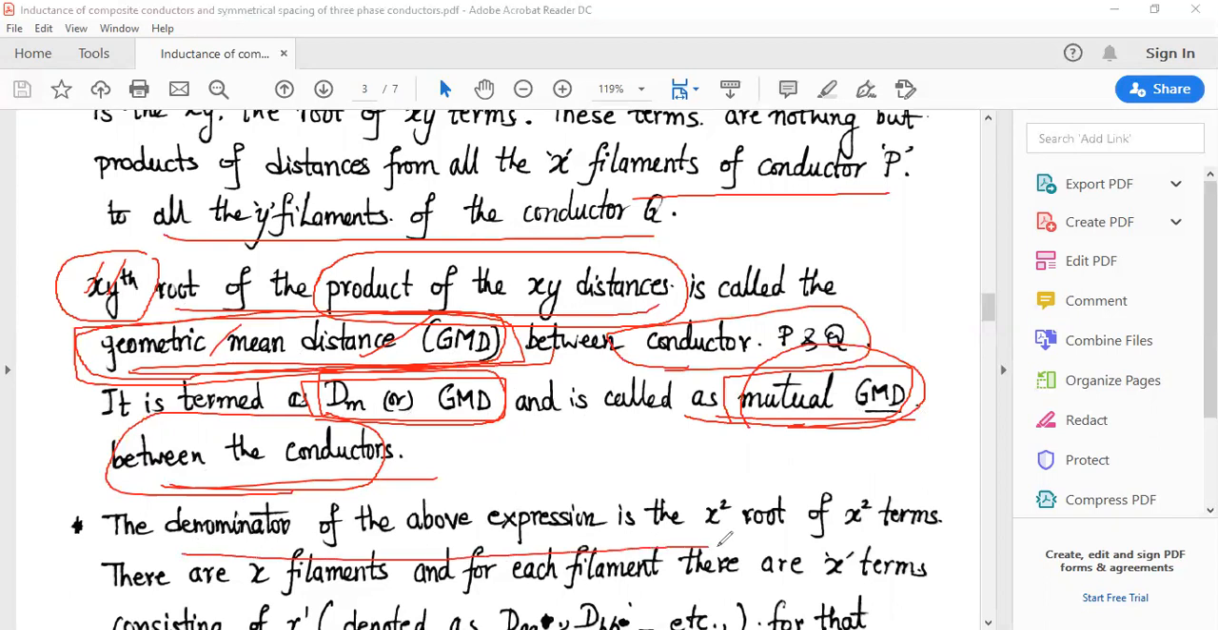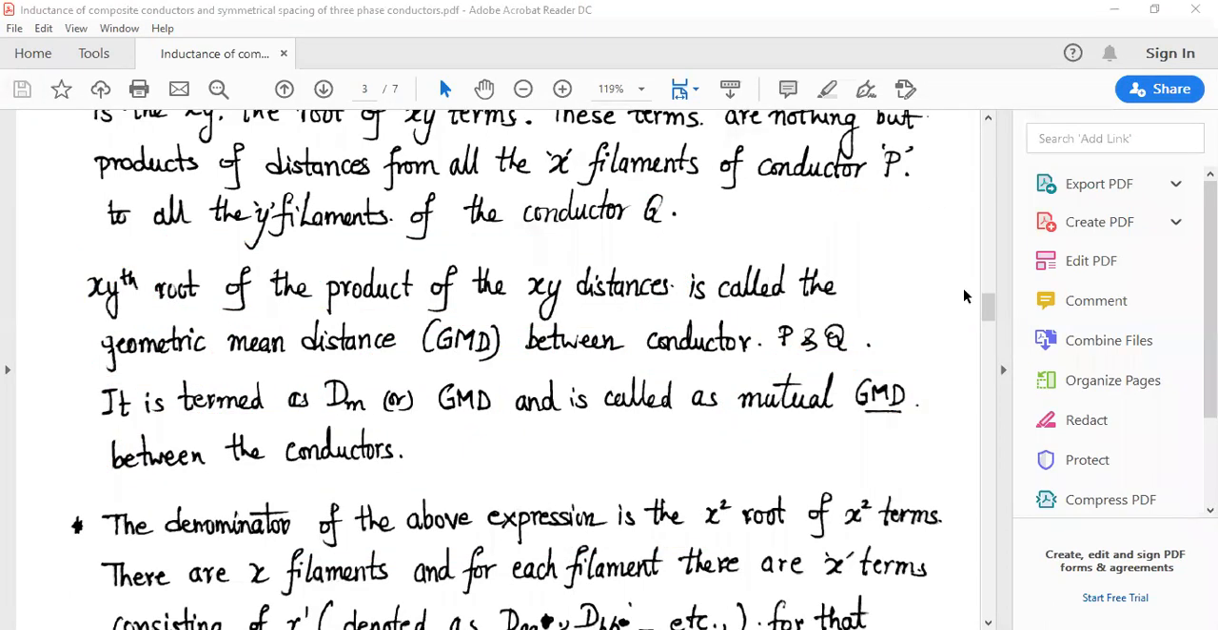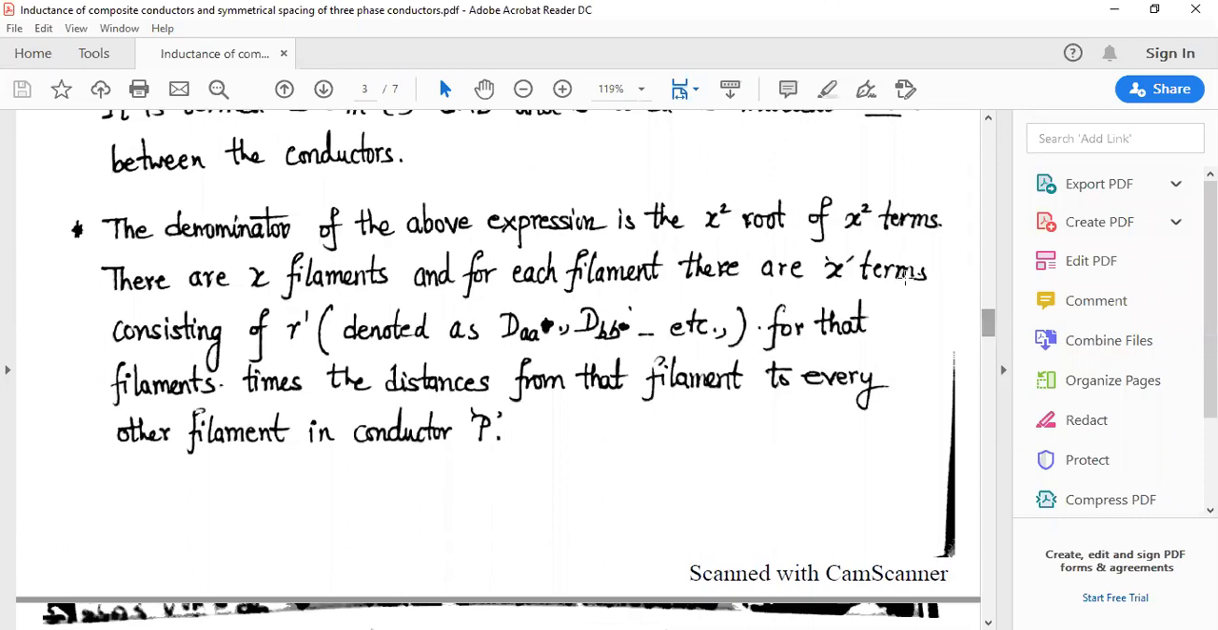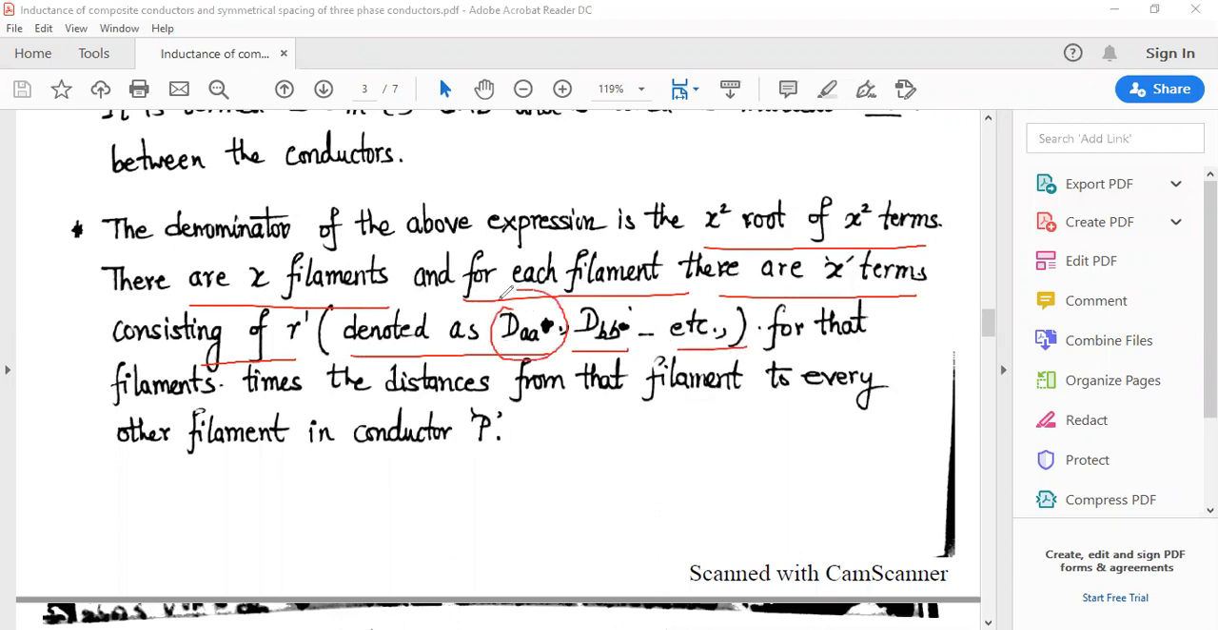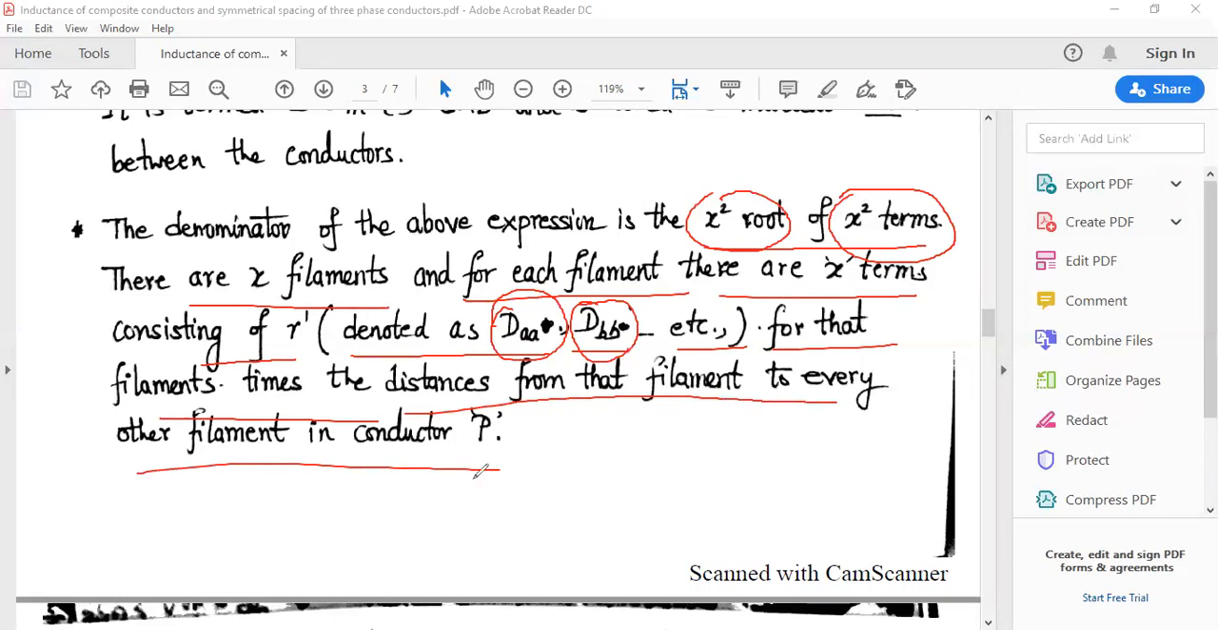Next, the denominator of the above expression in the logarithm has x squared terms: the x squared root of x squared terms. There are x filaments, and for each filament there are x terms, consisting of r', such as D_aa, D_bb and D_cc. Without the a' or b' terms, you write it as the x squared root of x squared terms: each filament's own term times the distance from that filament to every other filament in the conductor.